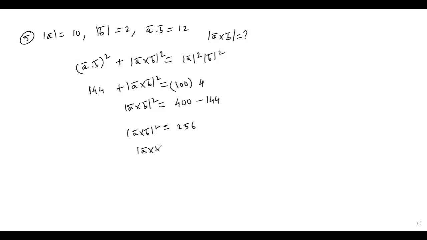The magnitude is always positive. By sending the square to this side, it becomes square root. Root of 256, that is 16, is the answer. So which option is correct? You can see that option C is the correct one.